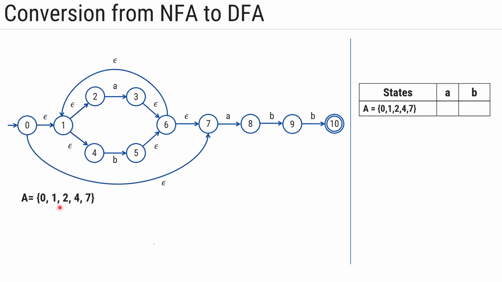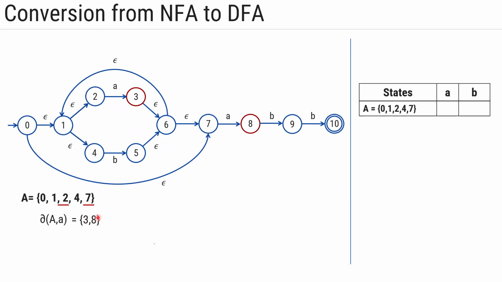for this state A, find the transition on input a and b. Delta of A comma a: which are the states that have a transition from this state A. It can have a transition from 2 to 3 and also 7 to 8. So look at this, I underline this 2 and 7, 2 and 7. At the same time, 2 on a will go to 3 and 7 on a will go to 8. So then you can include this.